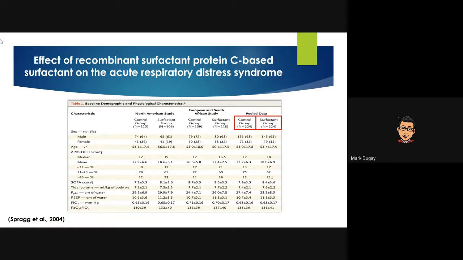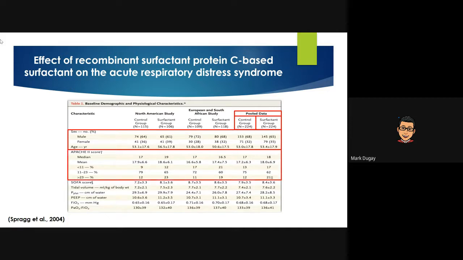This study involved 448 male and female patients with ARDS, 224 patients for each group, as shown in the pooled data. These groups were similar at baseline with respect to sex, age, scores on the acute physiology and chronic health evaluation, vital signs, arterial blood gas measurements, ventilatory variables, and sequential organ failure assessment scores.